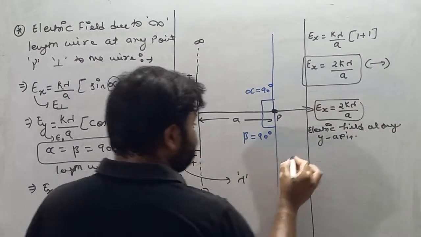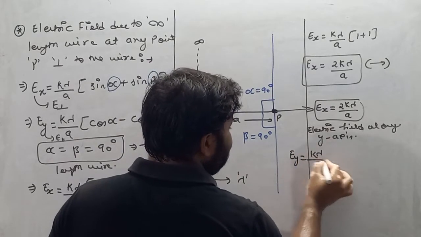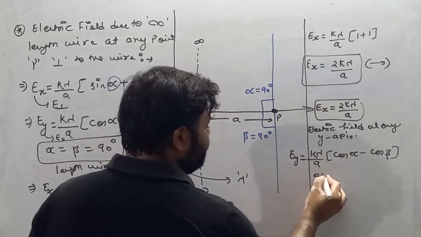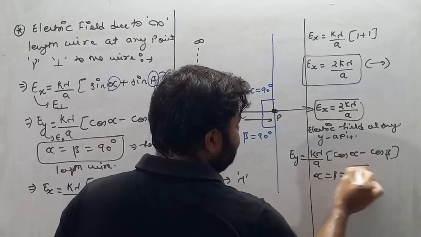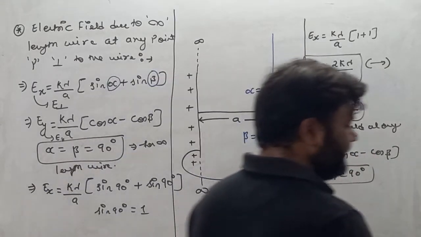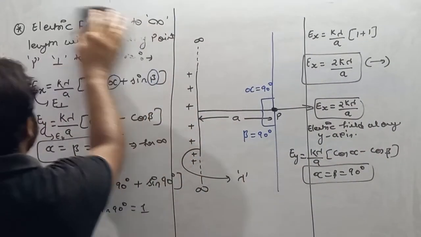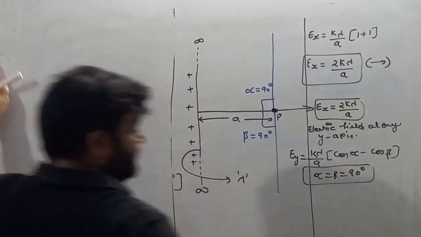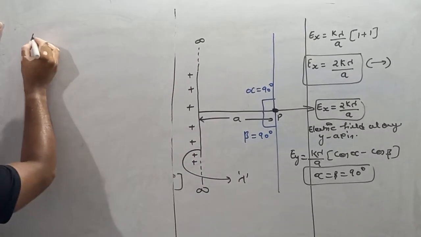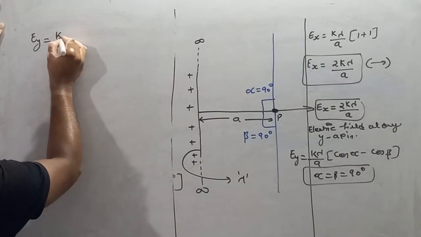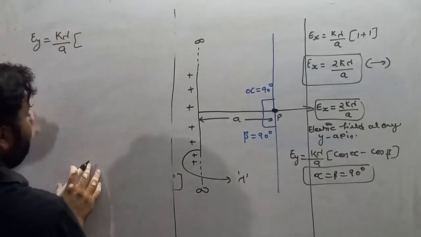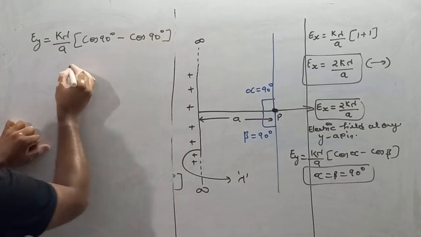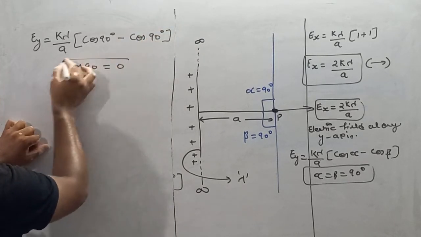So the value of electric field along y-axis is k lambda by a (cos alpha minus cos beta). Alpha and beta, we'll put the value, it is 90 degrees. So what we'll get, my dear student? Ey is equal to k lambda by a (cos 90 minus cos 90). So we know that cos 90 is equal to 0.